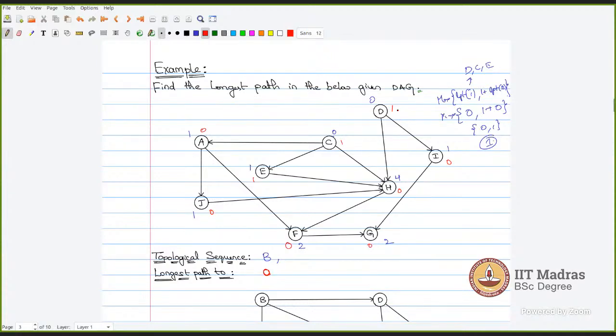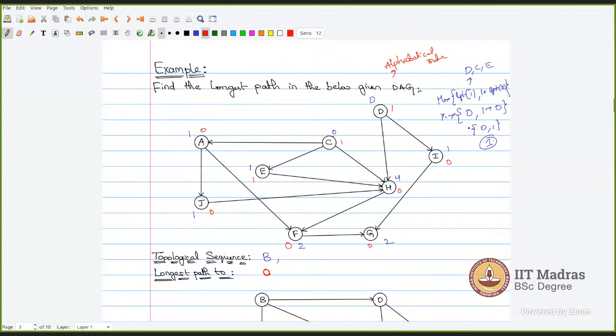So in the question, if it is given that you should follow the alphabetical order, or if the vertices are labeled with numbers, you should follow the numerical order. Unless we mention that, you can remove either C or D. So let me impose one more condition in this. I say follow alphabetical order while you remove the vertices.